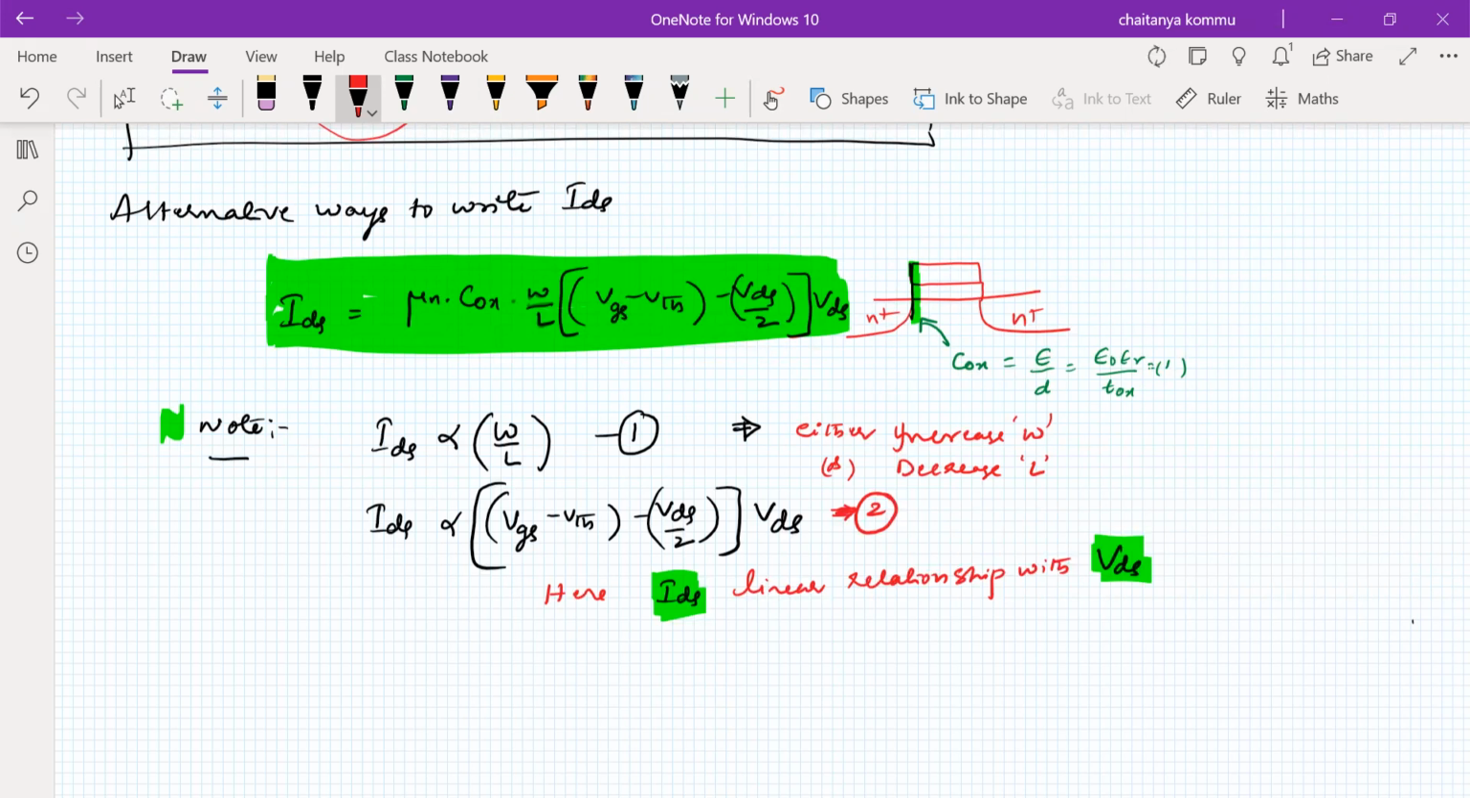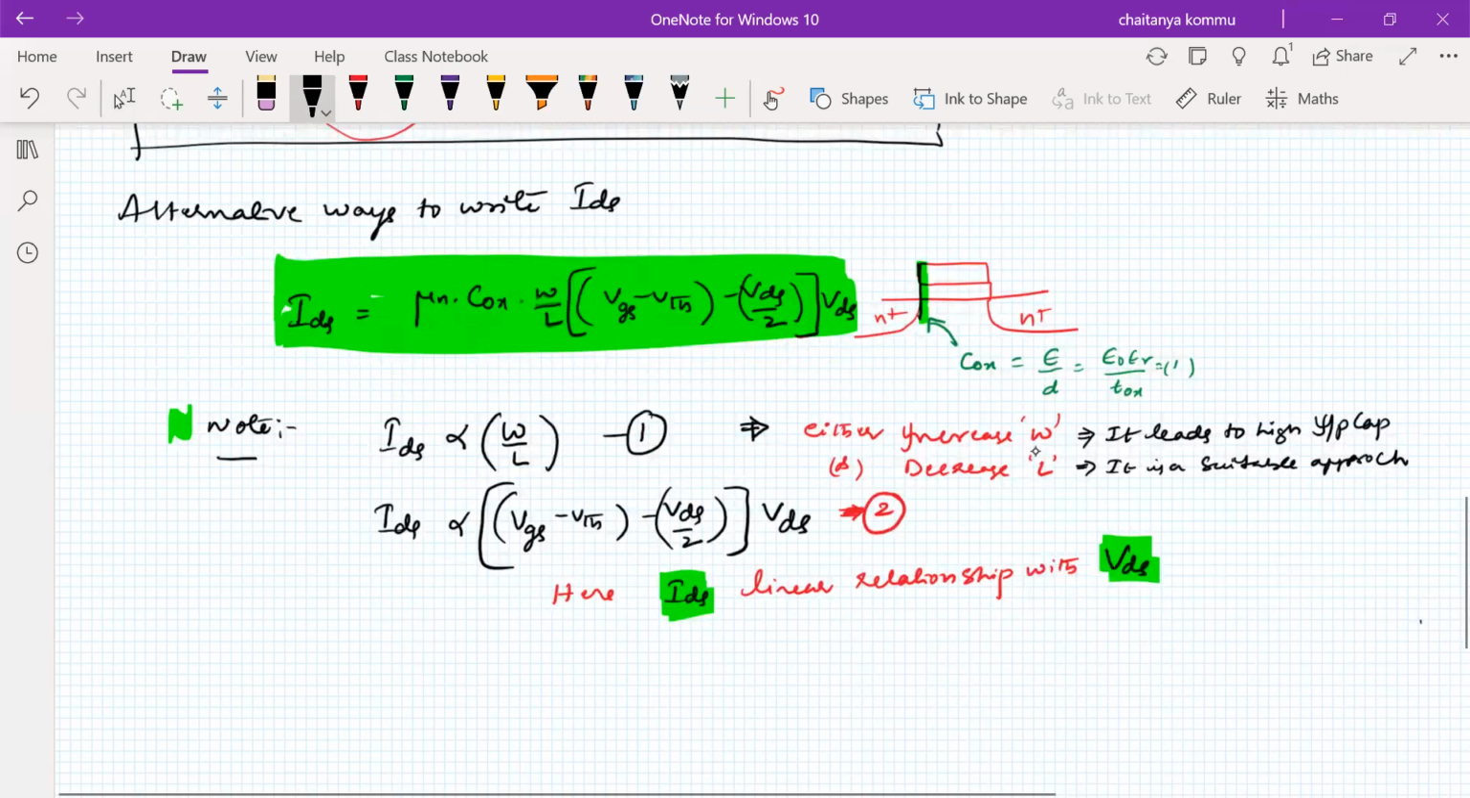But people do not advise increasing the W value because it leads to high input capacitance. High input capacitance leads to delay of the circuit, so it is not suitable actually. Therefore we are not interested in increasing the W value. So people try to reduce the length. It is a suitable approach.